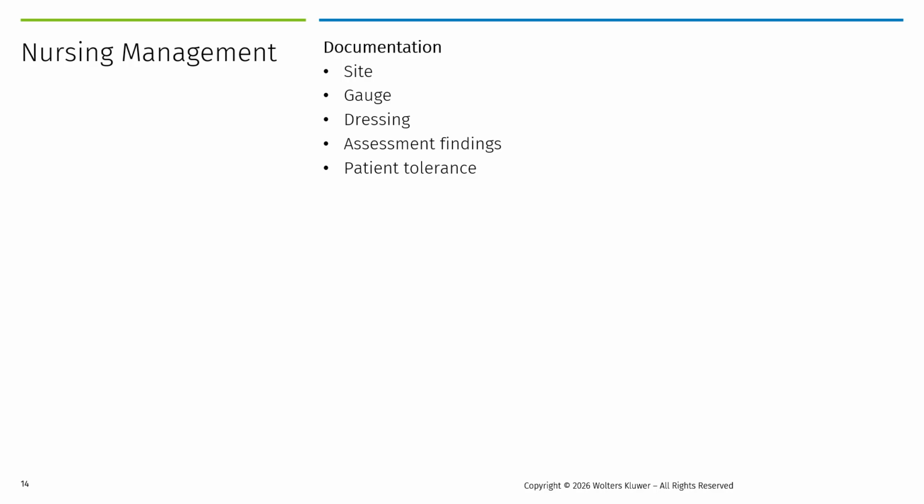And then assessment findings, routine IV assessments should also be documented. So things like site without redness, swelling, drainage, or tenderness, that the dressing is intact, the IV is flushing easily, or the infusion is running at the prescribed rate, that blood return is present, when appropriate, if they have a central line. No signs of infiltration or phlebitis. If there is a complication, we are documenting exactly what we observed. And then finally, we're documenting how the patient tolerated both the IV insertion and the ongoing therapy.